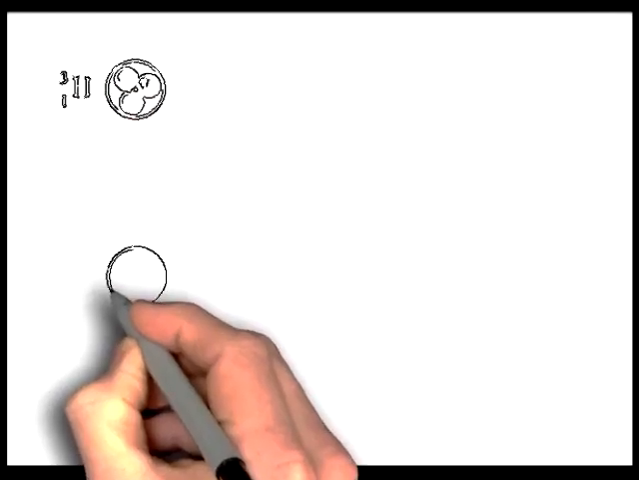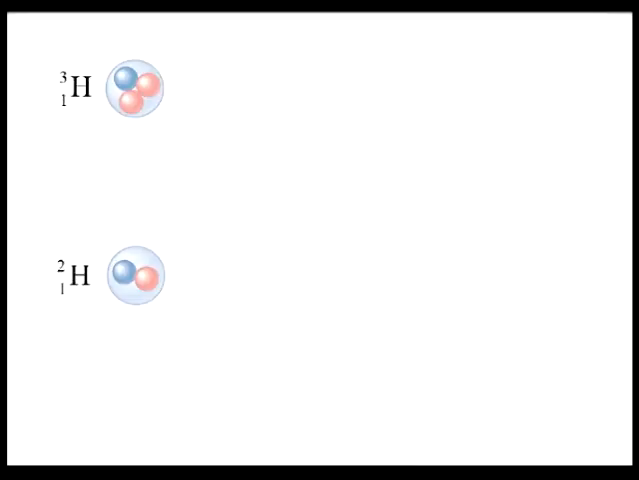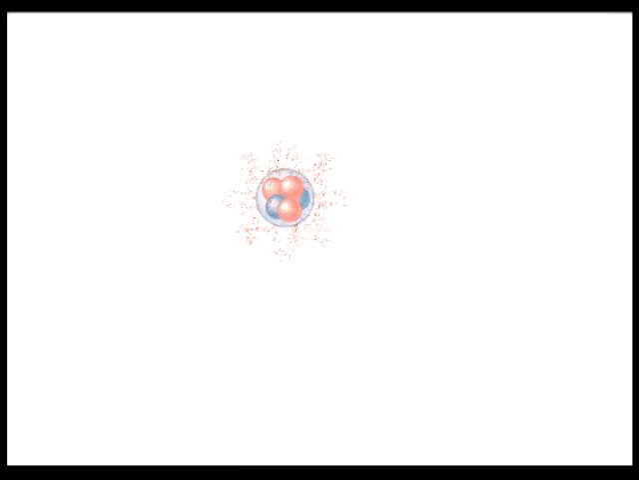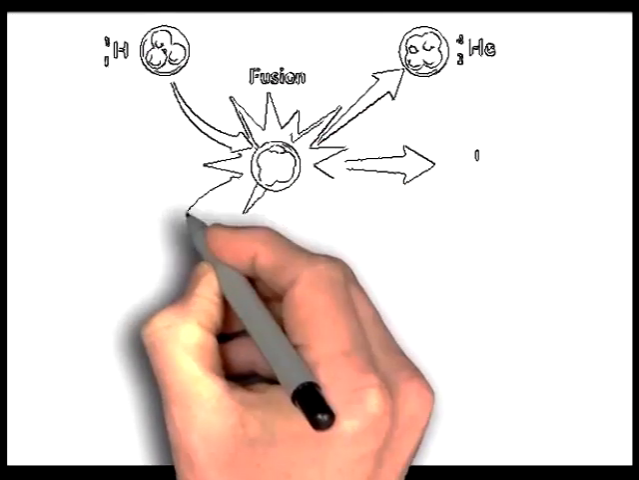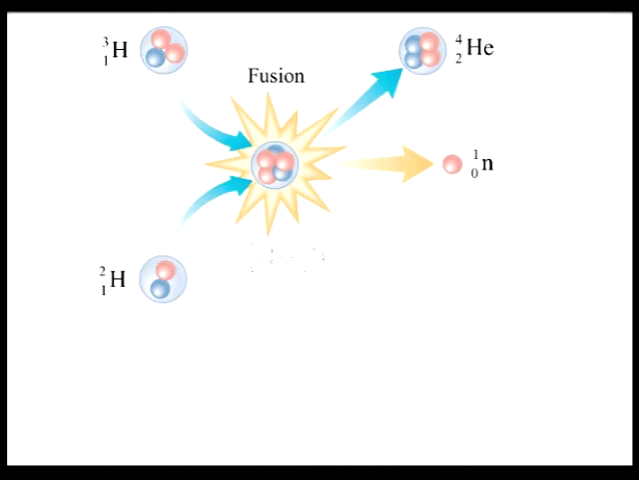To see this, consider the fusion of deuterium, or hydrogen-2, and tritium, or hydrogen-3. When their energies are large enough to overcome the electrostatic repulsion between their respective nuclear protons, the two nuclei collide and fuse, releasing energy in the process and two products, a helium-4 nucleus and a neutron. We write this equation as follows. Hydrogen-2 plus hydrogen-3 react to give helium-4 plus a neutron.